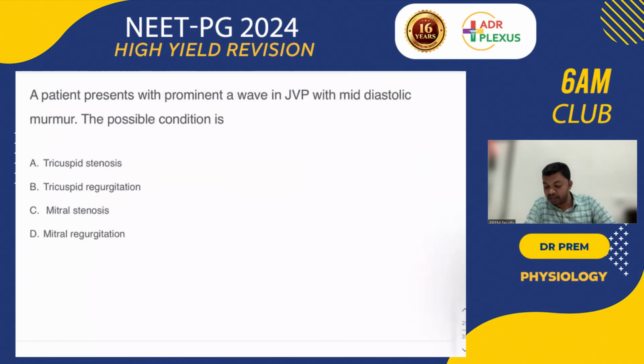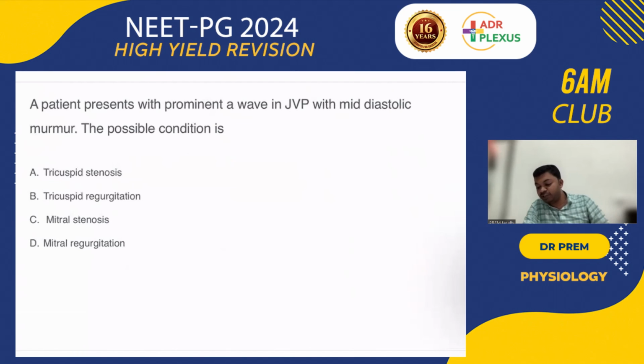Very good, guys. Lovely. A patient presents with a prominent A wave in JVP with a mid-diastolic murmur. Possible condition.